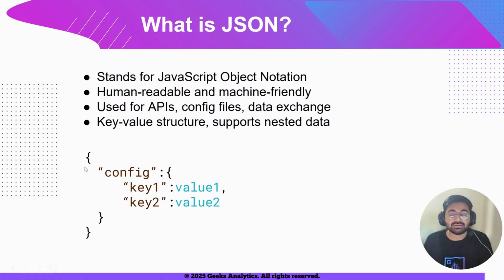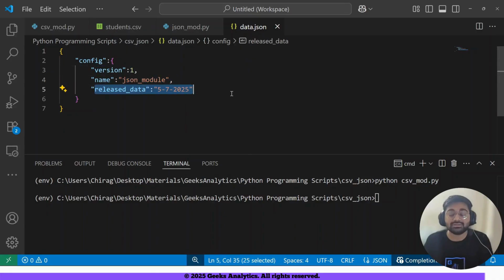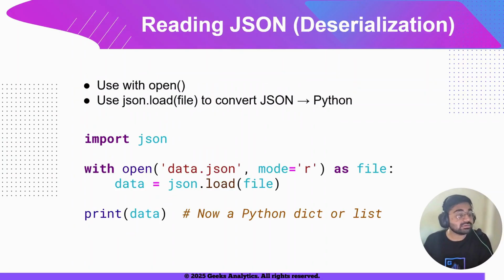So the format for this, so let's say you have some configuration of a machine. So let's say we have this JSON with configuration with its version, name, and its release date. So this is how a JSON-like file would look. And we'll now go and see how to read the JSON file.